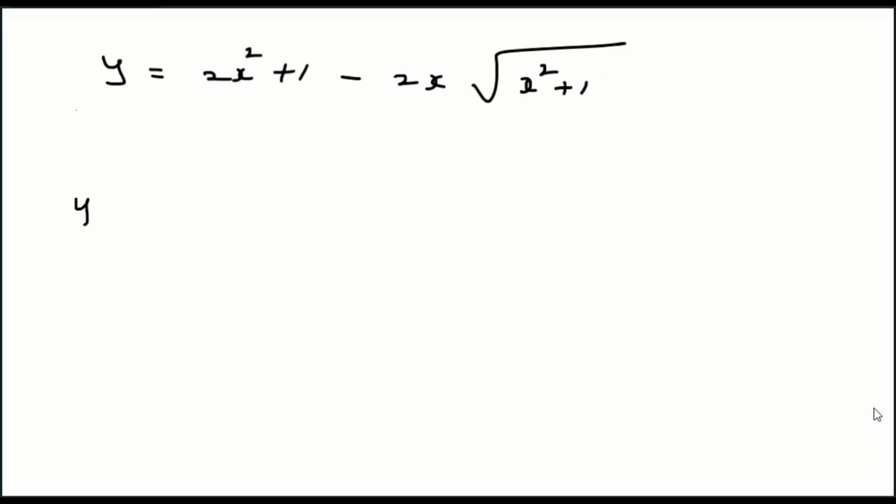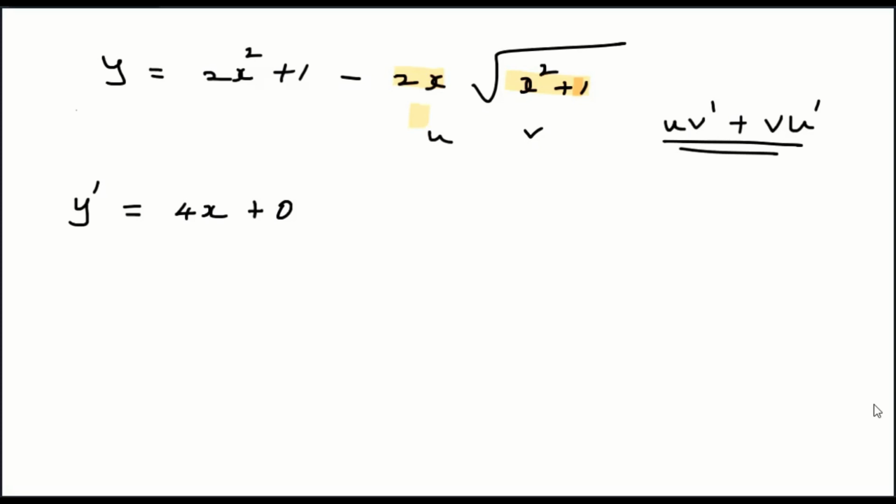So this is y dash or dy by dx is 4x. Differential of 2x square is 4x. Differential of 1 is 0. And here you have two terms. So this is taken as u and this is taken as v, right? So what is differential of uv? It is uv dash plus vu dash. So this is the formula which I am going to apply here.